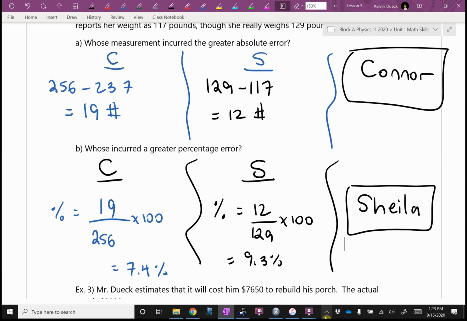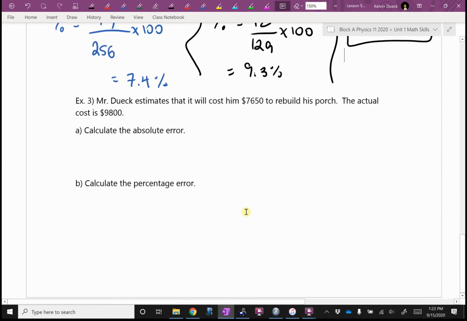Another place where there is almost always a huge percentage error is when governments estimate how much something will cost. So I didn't use a government for example 3, I used me. Mr. Dewick estimates that it will cost him $7,650 to rebuild his porch. The government estimates that it will cost X $100 million to build the Golden Ears Bridge. The actual cost is always significantly higher. So, calculate the absolute error. That's going to be 9,800 minus 7,650. I think I can do that in my head. It's going to be 1,000.